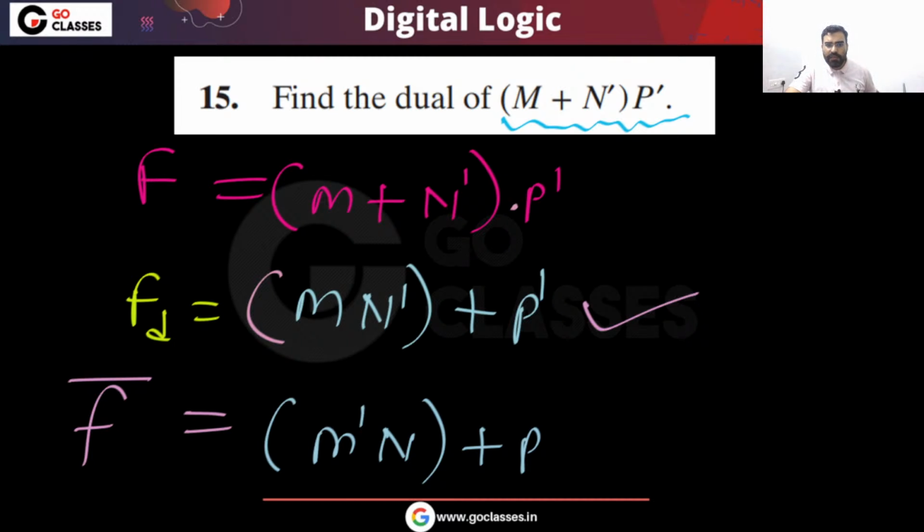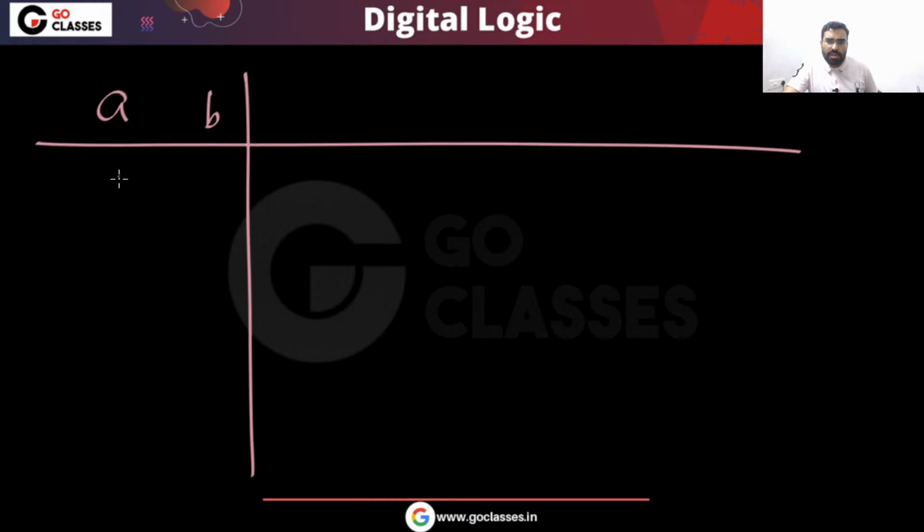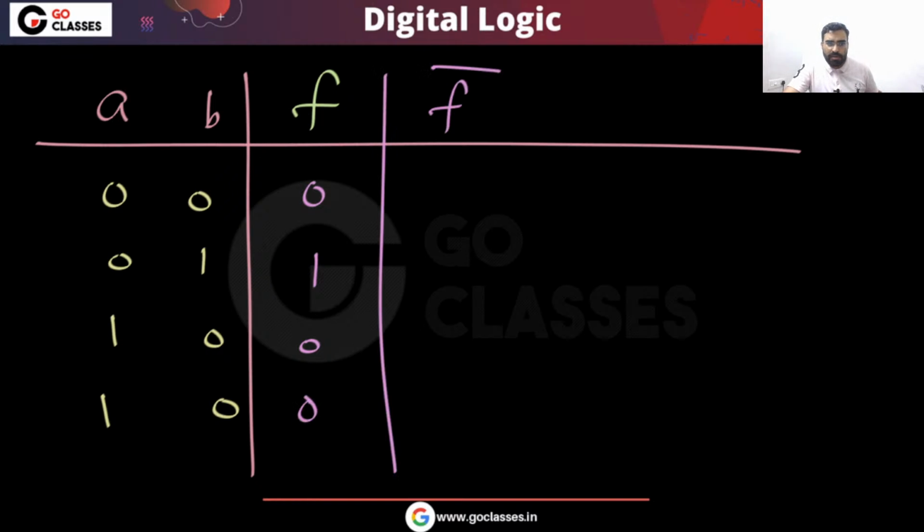Remember, if I give you a truth table with inputs a and b, you can very easily write the complement from the truth table. So let's assume this is the truth table, and I give you a function. How do you write f complement from the truth table? Very easily: 0 will become 1, 1 will become 0. So you can very easily find the complement from the truth table.